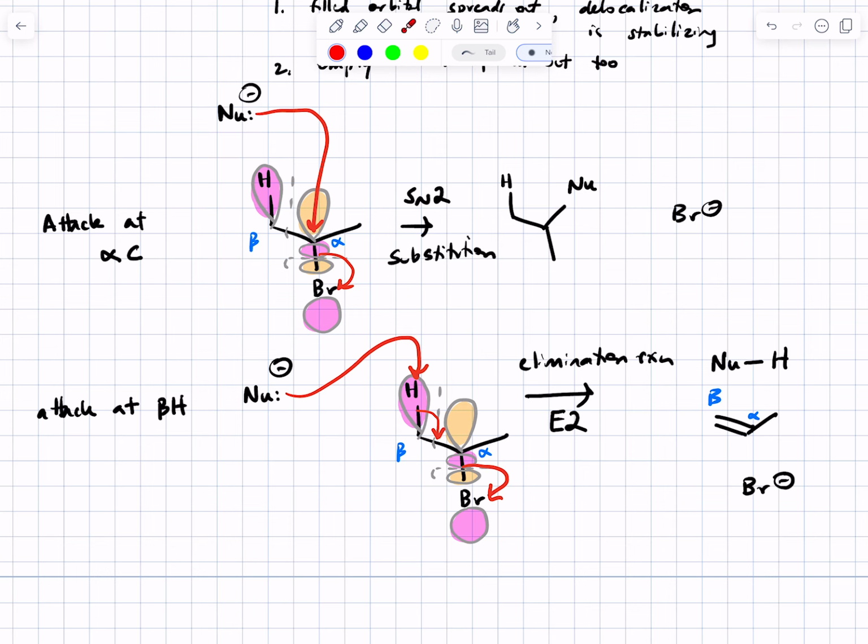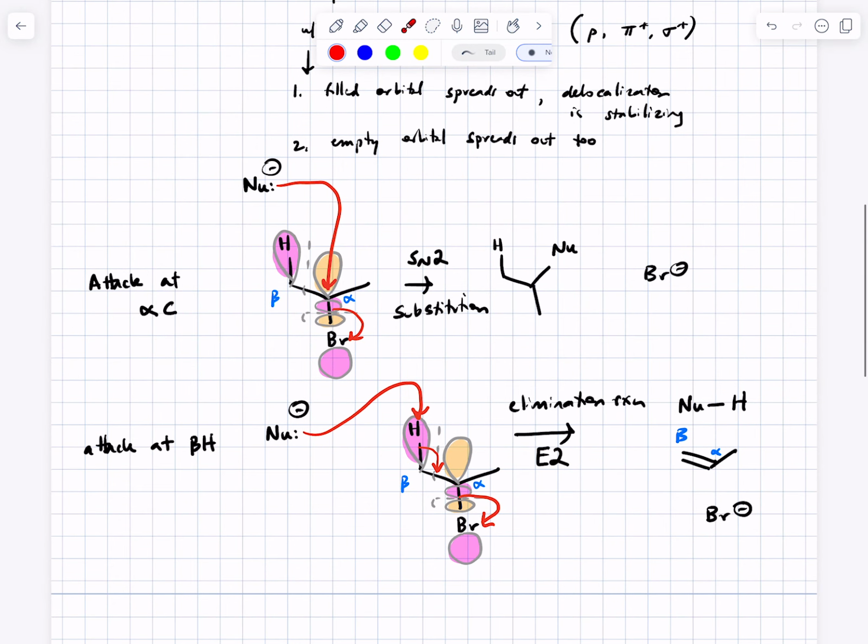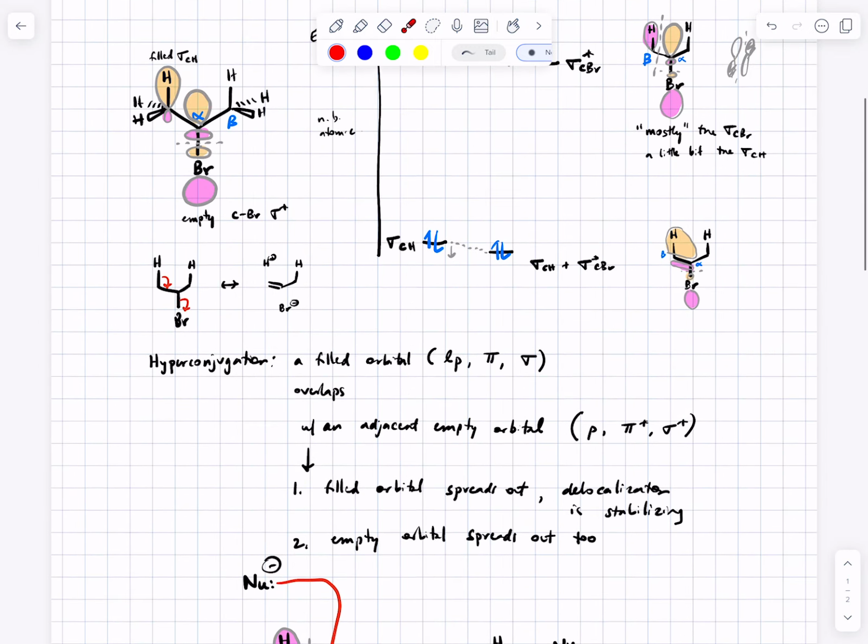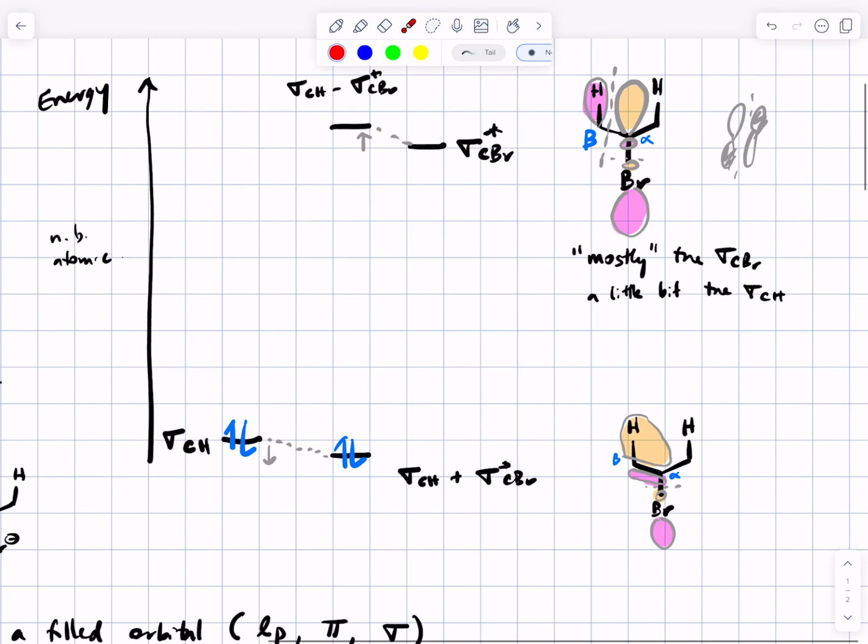All right, what else? Yes? Since you said that it still has mostly the sigma bond CBr character, on the previous slide, does that mean that the substitution reaction happens a lot more often than the elimination? It's a good question. Since I said that the LUMO is still mostly the CBr sigma star, does that mean that the substitution reaction happens more than the elimination? That is a great question, and we're going to see that the answer to that question is context dependent. We're going to see that there are attributes of the nucleophile.